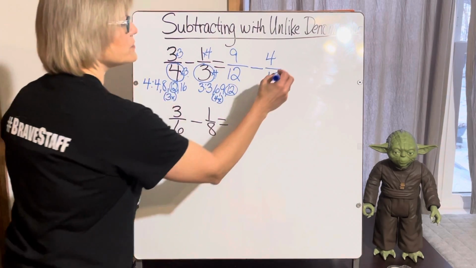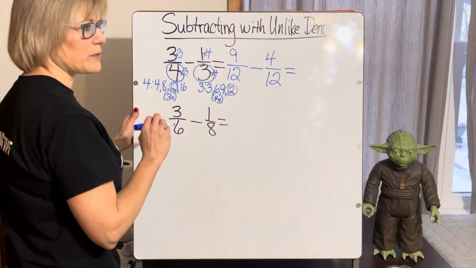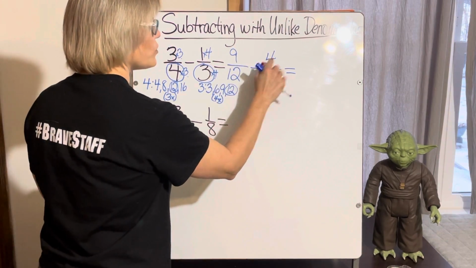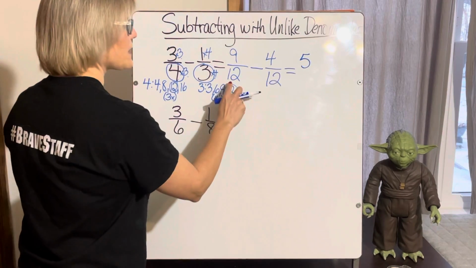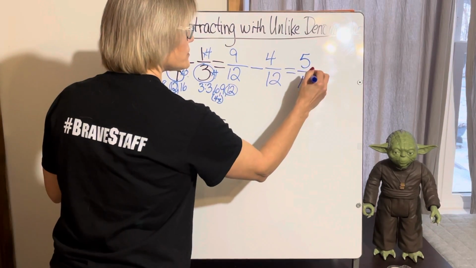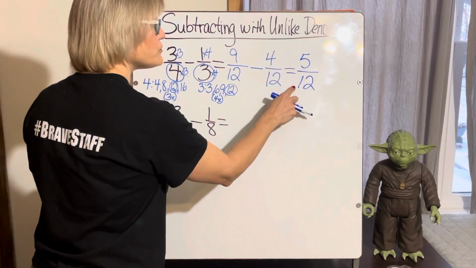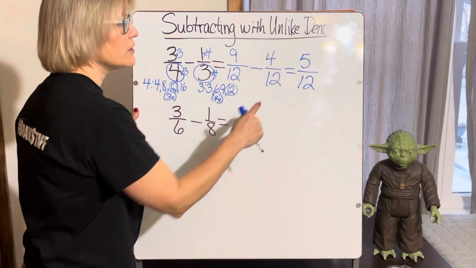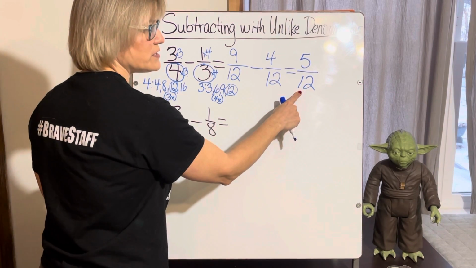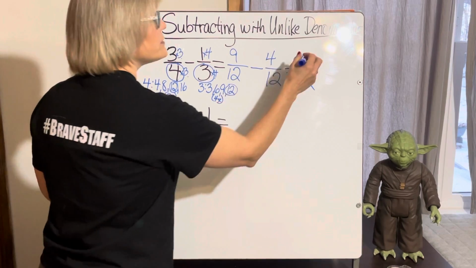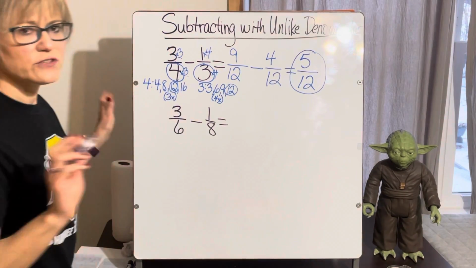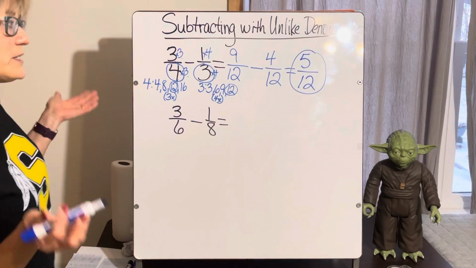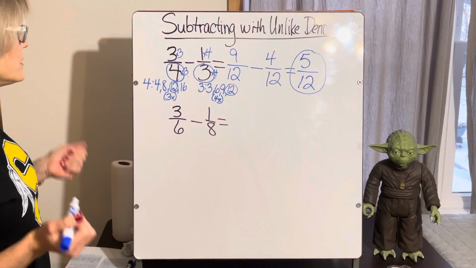So all I need to do, just like I do with adding, but this time I'm going to subtract. I'm going to look at these numerators, 9 minus 4, that gives me 5, and then drag my denominator across. 5/12. All right, so let's take a look at this. Is this an improper fraction? Well, the numerator would have to be larger than the denominator. It is not. So this is the answer, and I don't have to do anything else. No changing it back to a mixed number because it's not an improper fraction.